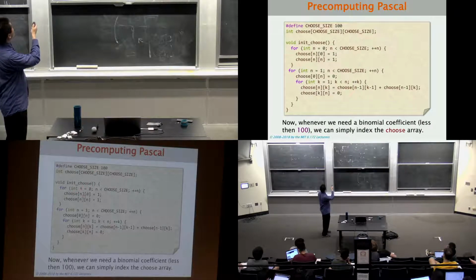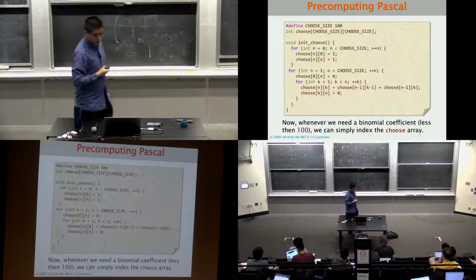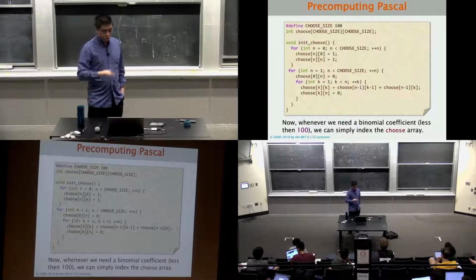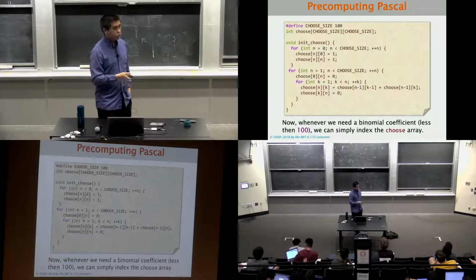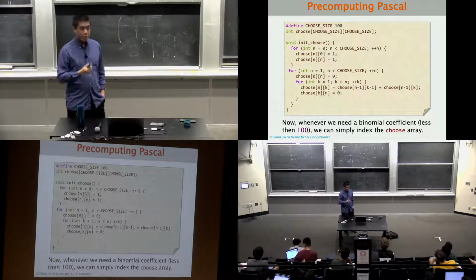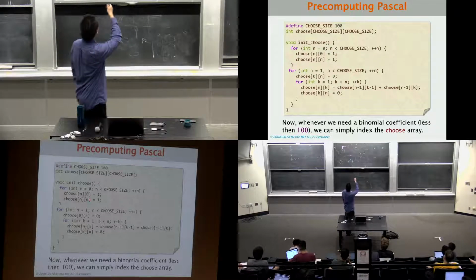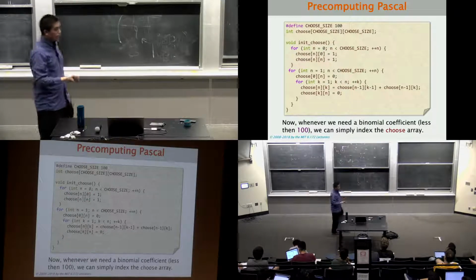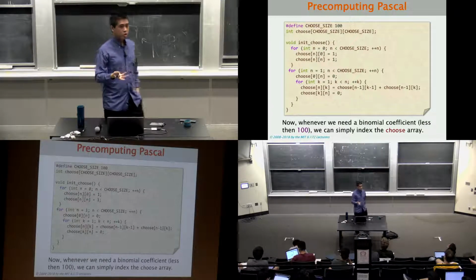First, it goes from n equals 0 all the way up to choose size minus 1, and it sets choose of n, 0 to be 1. It also sets choose of n, n to be 1. The first line is because there's only one way to choose 0 things from any number of things. And the second line is because there's only one way to choose n things from n things, which is just to pick all of them.